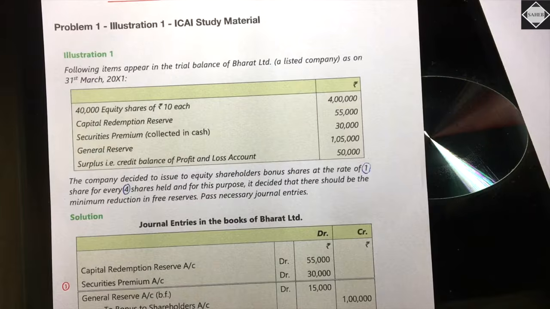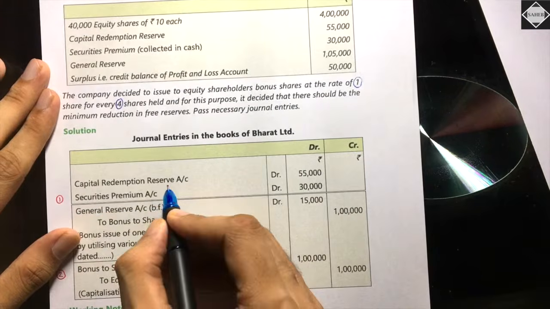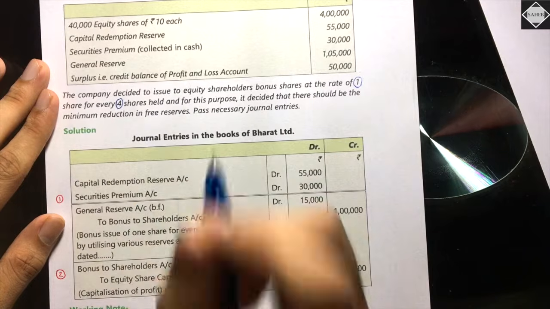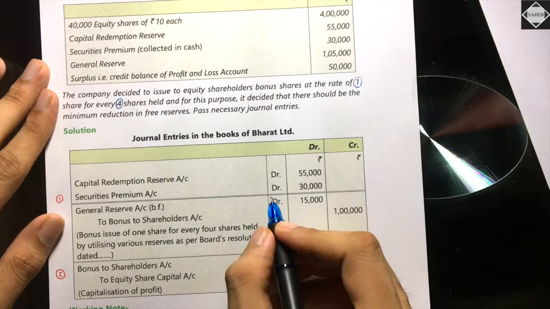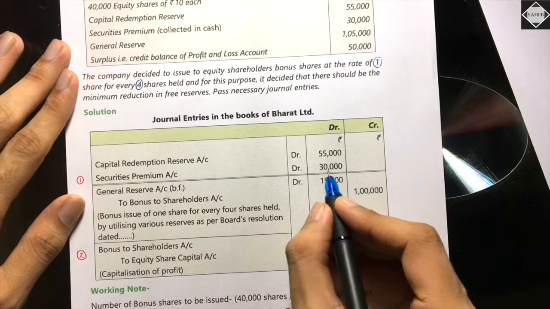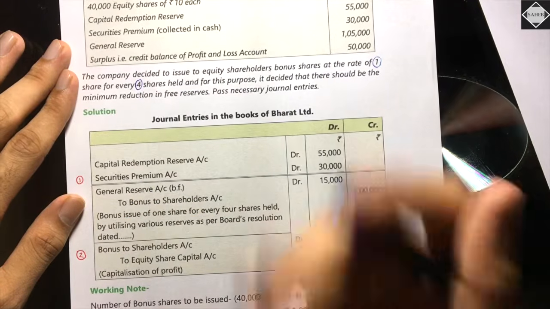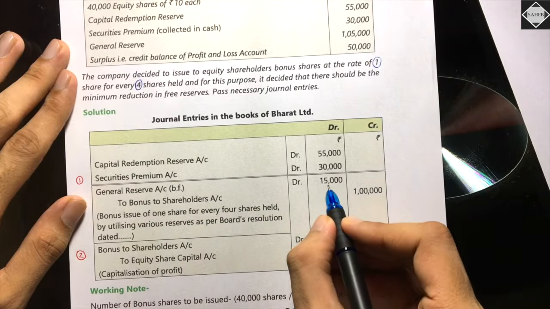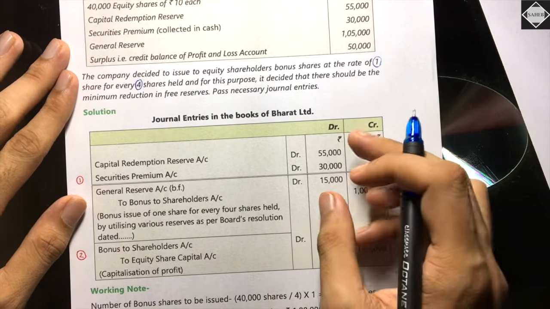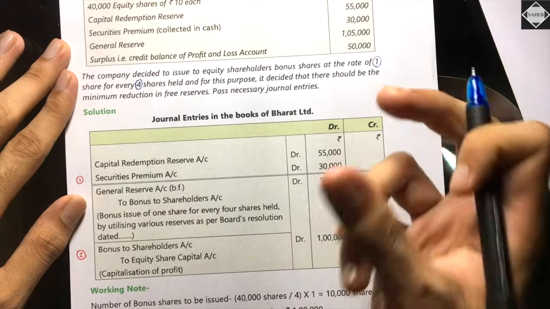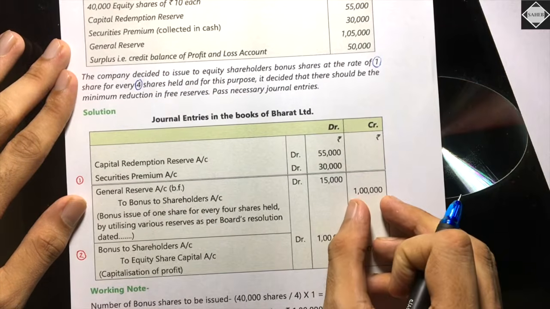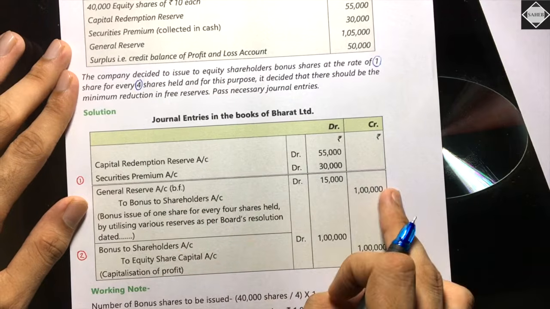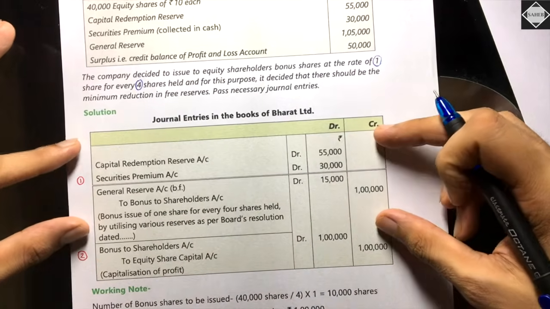Really simple and straightforward. See here, capital redemption reserve account, debit 55,000. Securities premium account, only realized in cash only, that only you can use over here because it's a listed company, right? 30,000 you have used. Debiting means you are decreasing the reserve. General reserve account, balancing figure, that is 15,000. Fine. So you have decreased the reserves, and that entire 1 lakh value will go into bonus to equity shareholders account. Bonus to equity shareholders account, 1 lakh. Is that clear? This is the first entry.